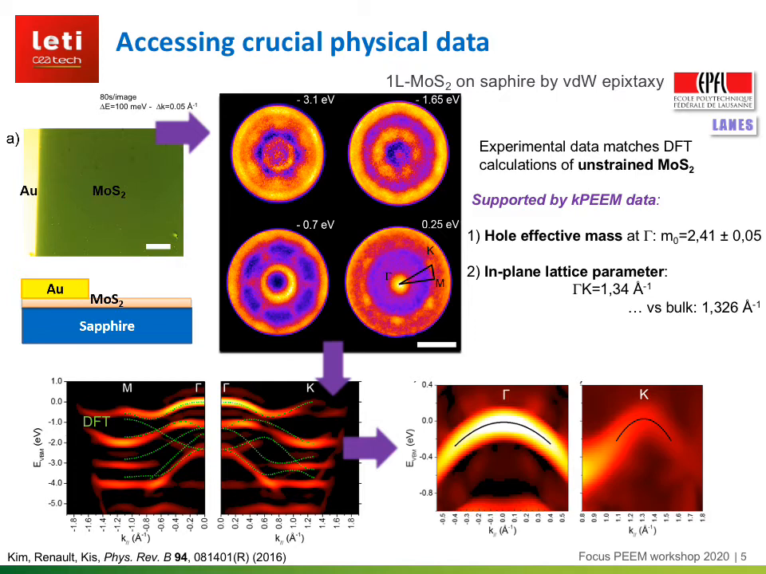And what we see in this particular case is that the in-plane lattice parameter, as seen from the gamma-K distance, is very close to the bulk value. And this tells us that in this particular case of van der Waals epitaxy of the molybdenum disulfide, we have nearly quasi-freestanding crystals sitting on the substrate.